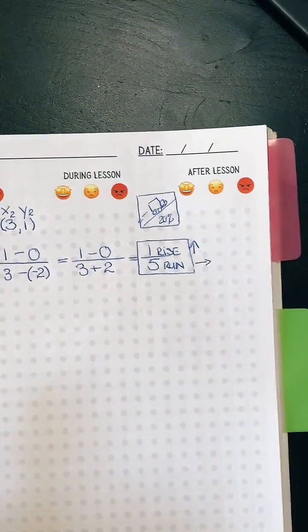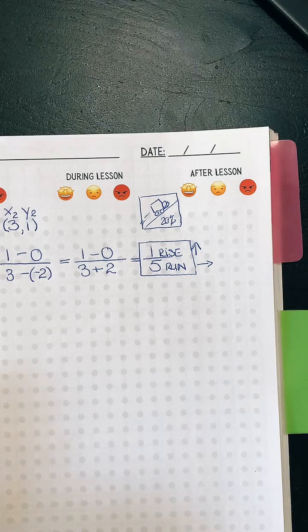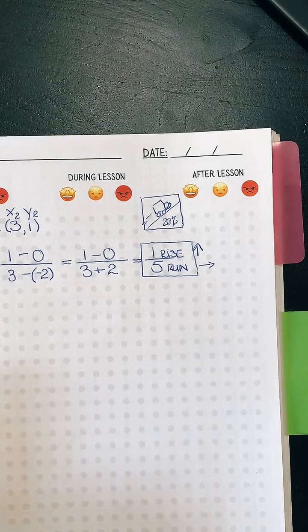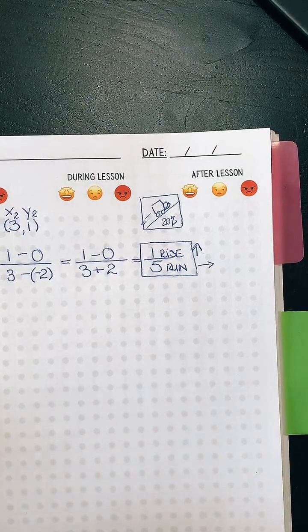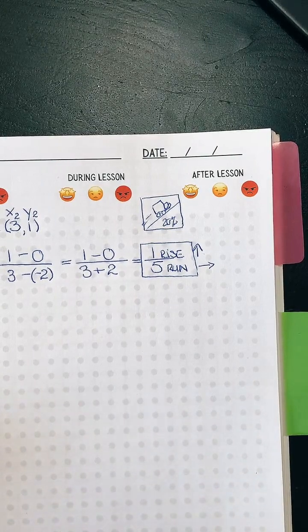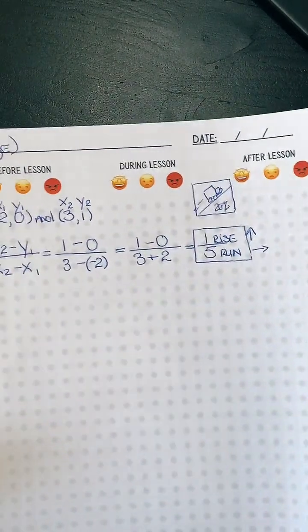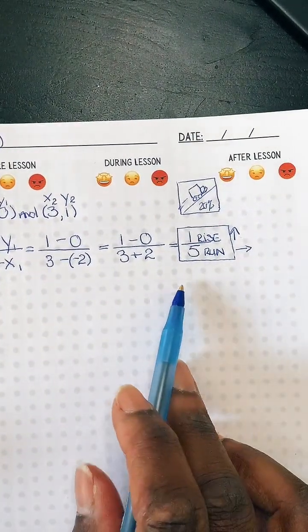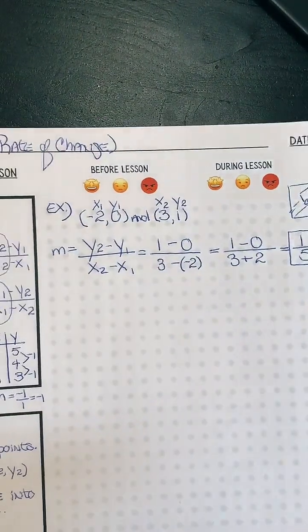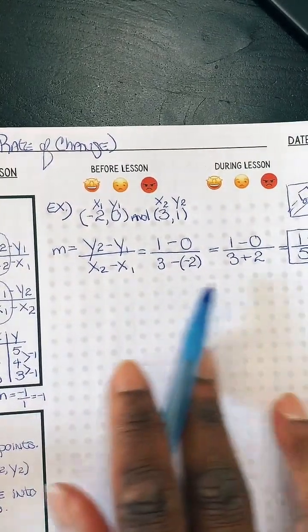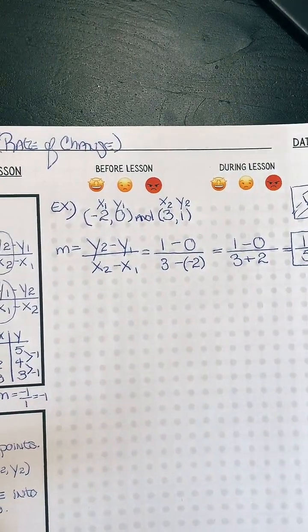All right. The run is the x-axis, yes, and the rise will be the y-axis. Correct, Lisa. Yes, okay. So you're finding the steepness. So that's how we would do it algebraically.